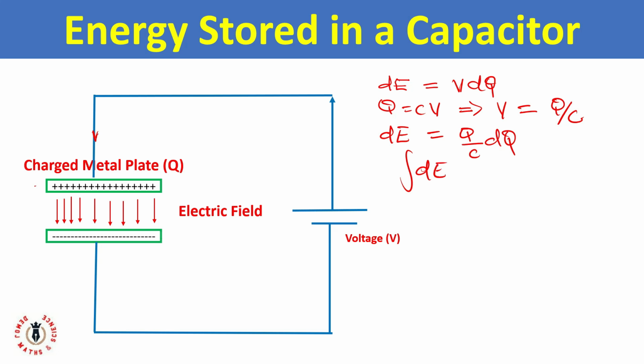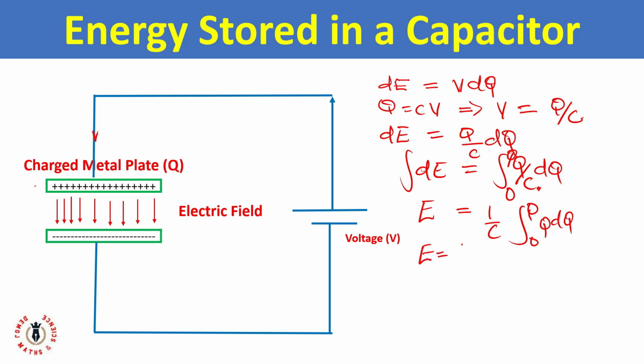On integrating, I take the integral of dE, and also the integral of Q over C with respect to Q. Because my plate is being charged from 0, we'll take it from 0 to the final charge of Q. So finally, E will be the same thing as, since C is a constant, I'm going to bring out 1 over C and integrate Q from 0 to Q with respect to Q. So E will be 1 over C times Q squared over 2, which is the same thing as Q squared over 2C.